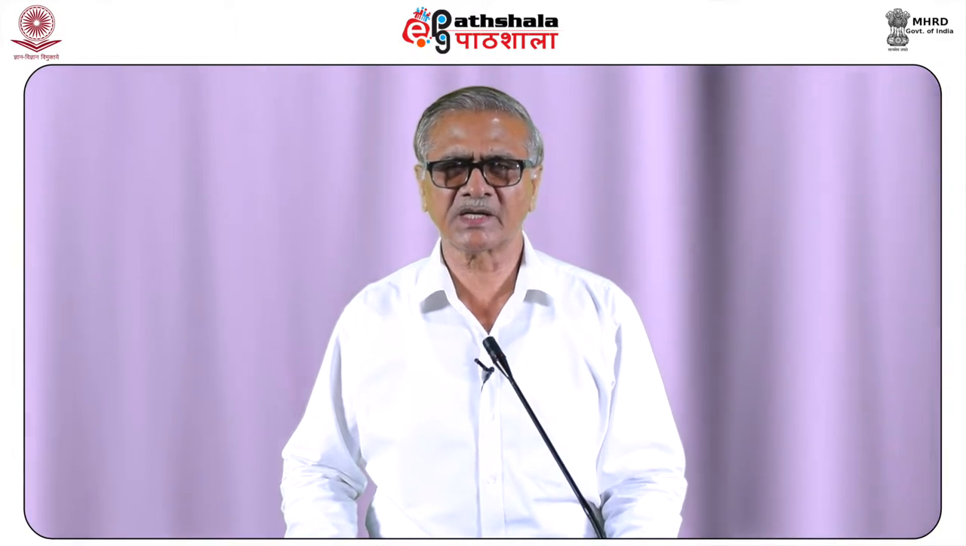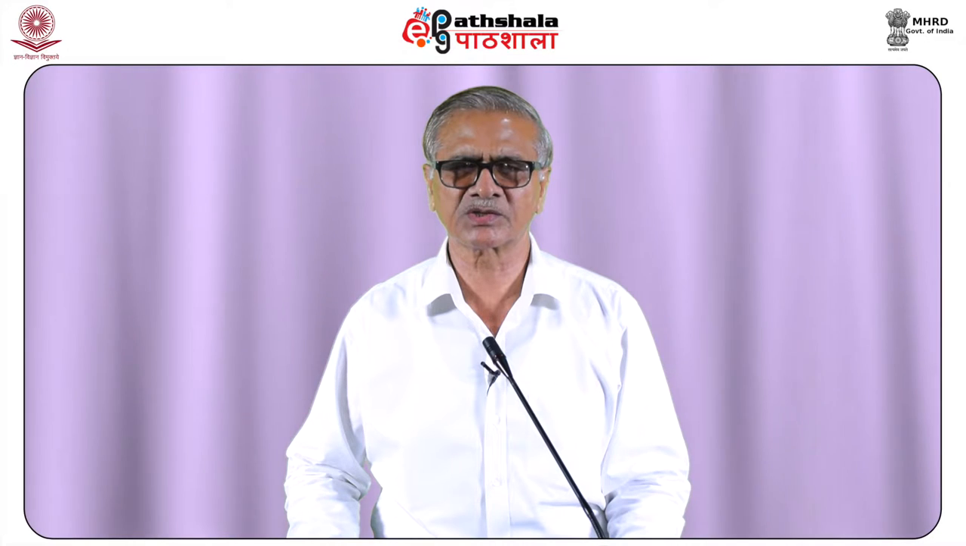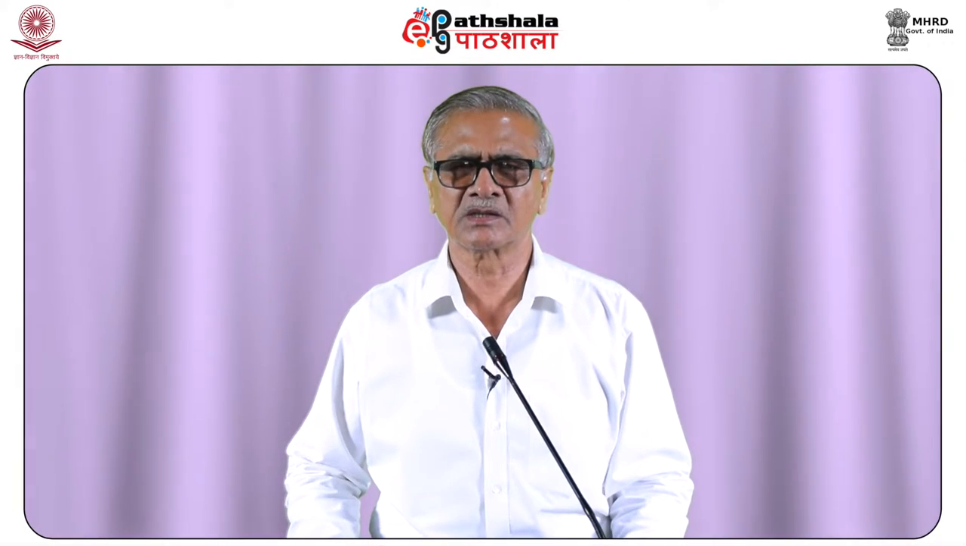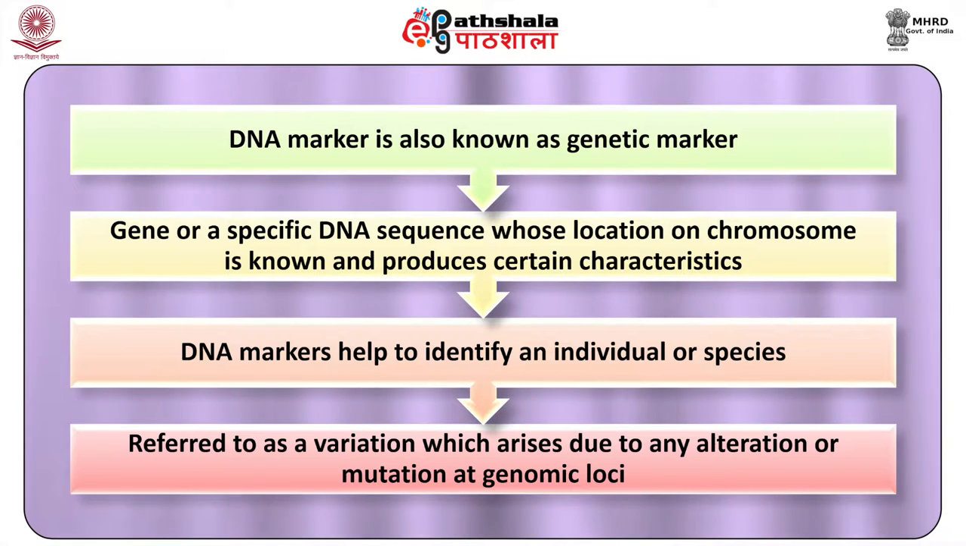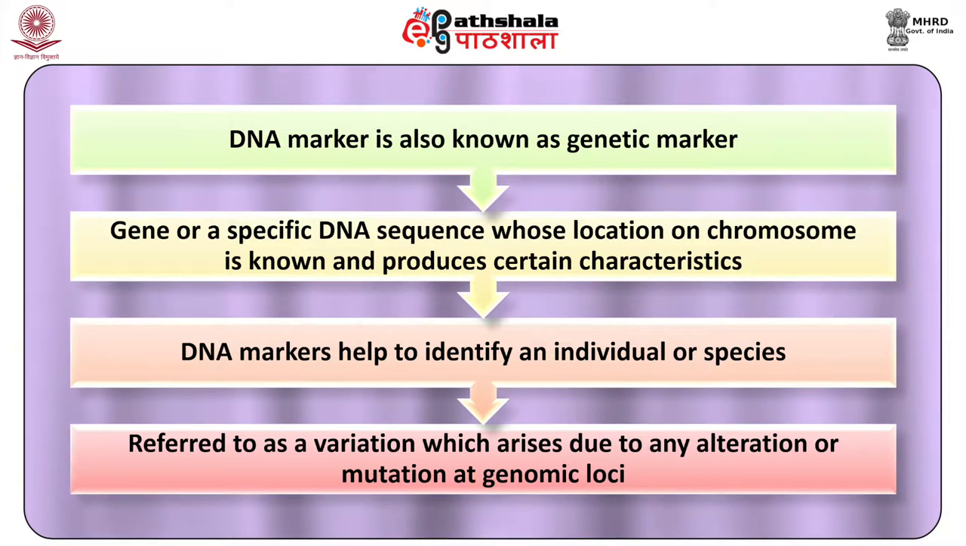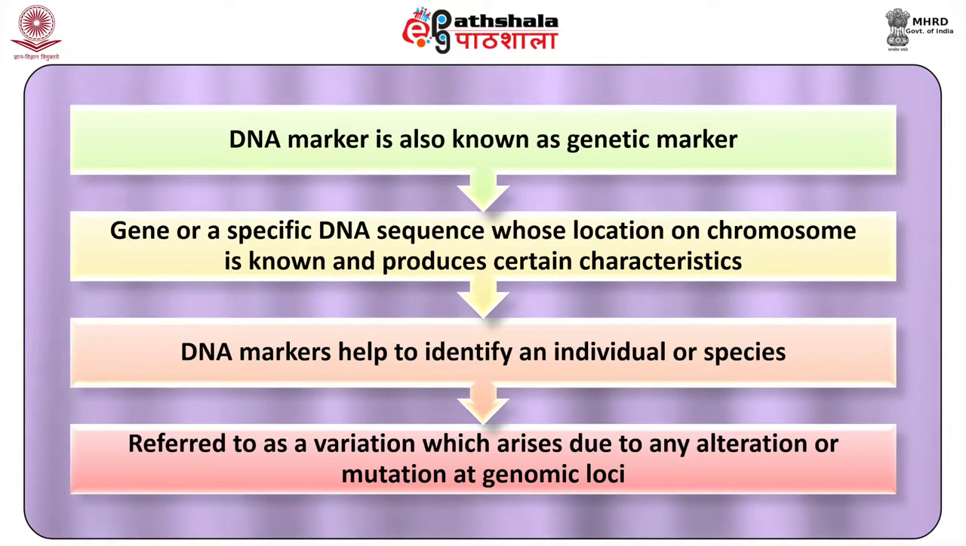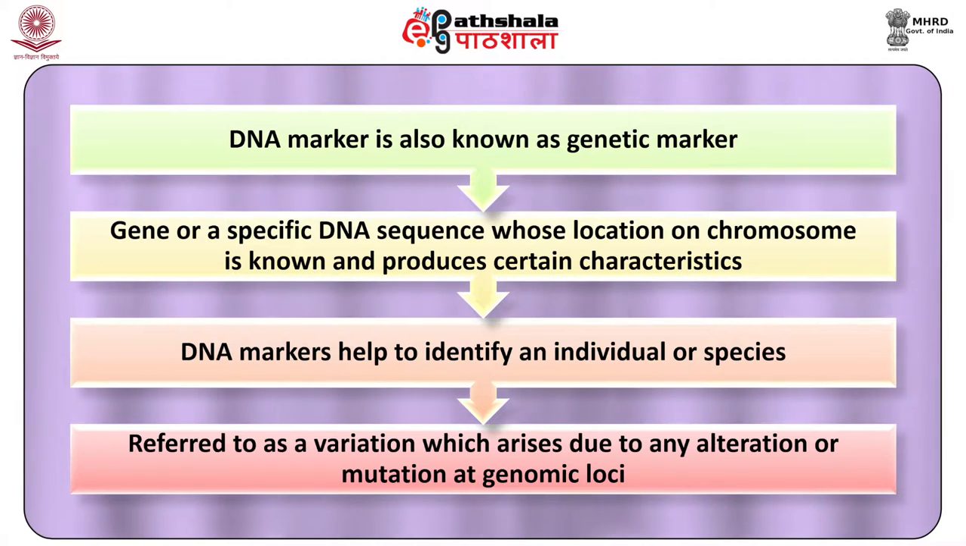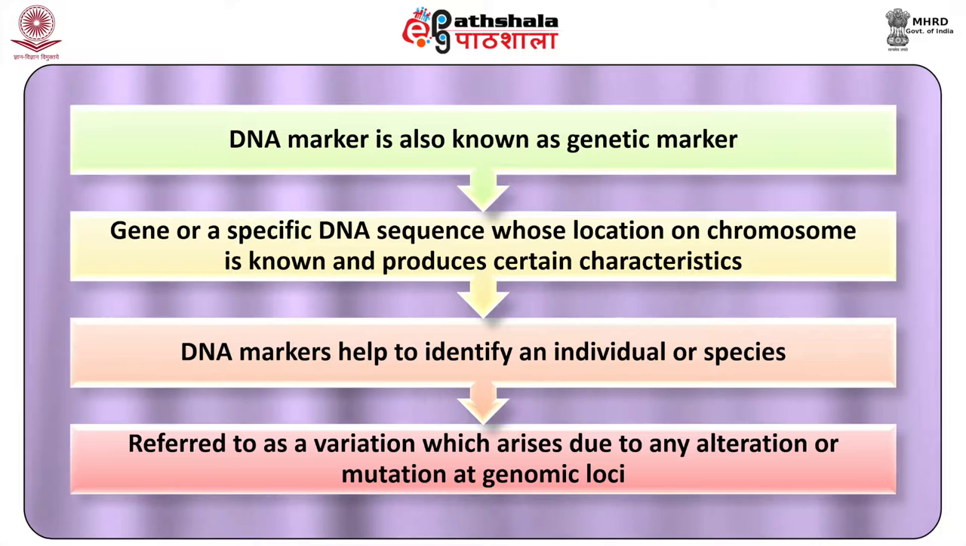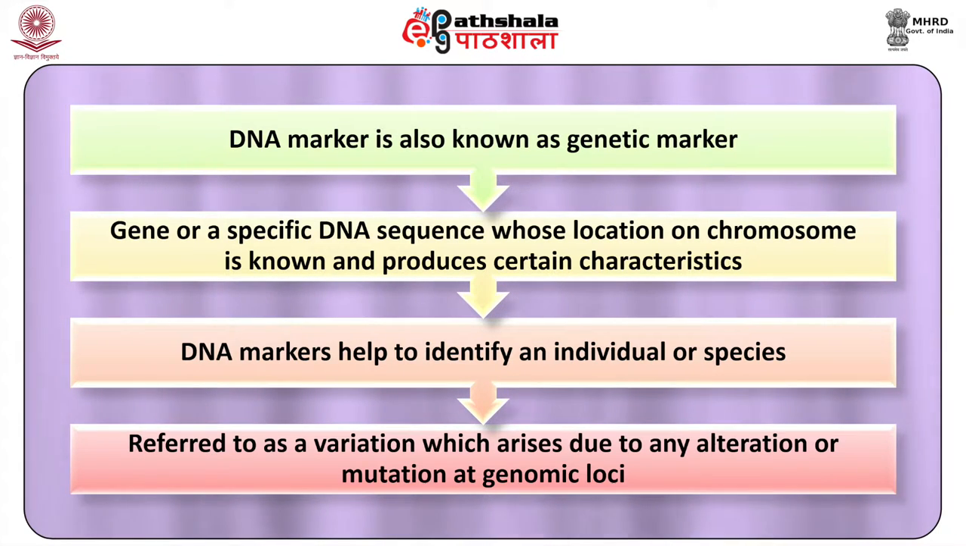Since the discovery of DNA, molecular genetics has brought a revolution in research and application of genetics. Various tools are used to identify a specific nucleic acid sequence. One of the important tools is the DNA marker. A DNA marker is also known as a genetic marker. It is a gene or a specific DNA sequence whose location on the chromosome is known and which produces certain characteristics. DNA markers help to identify an individual or species.